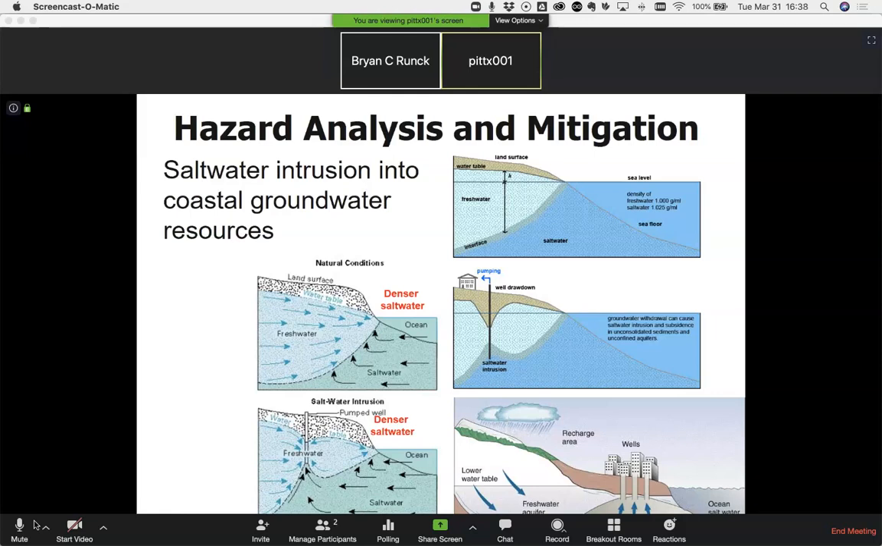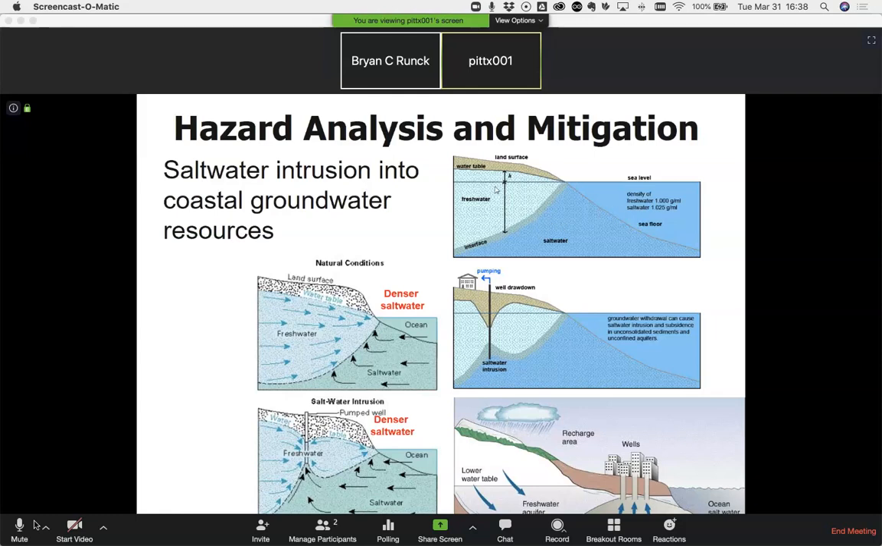We can also talk about hazard assessment and mitigation associated with saltwater intrusion into coastal groundwater resources. The situation here is along a coastal region wherein we have a land surface that has freshwater underneath it, a freshwater aquifer, immediately adjacent to saltwater that is associated with an adjacent saltwater body, usually some part of the ocean, a bay, etc.